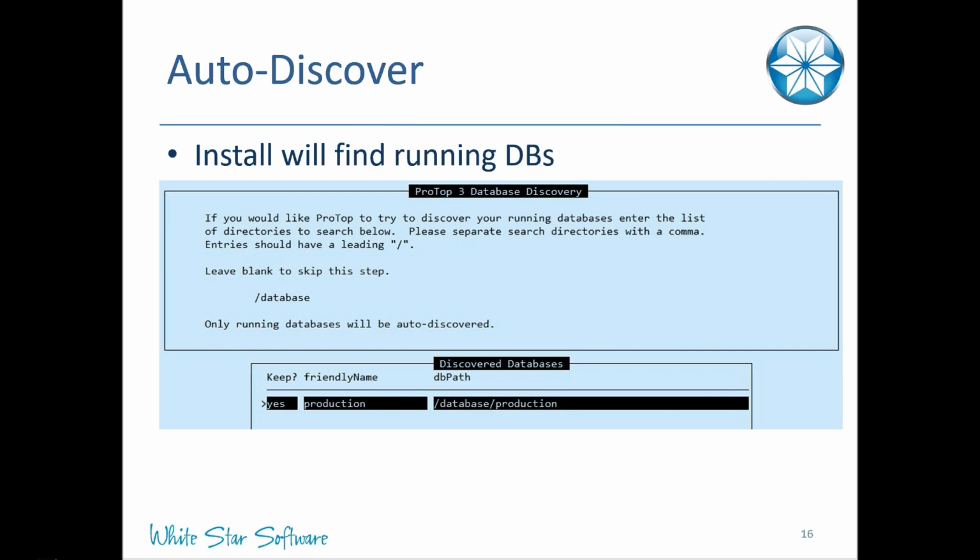All right? ProTop will auto-discover running databases. So just give me the root directory where your databases are, /database, and it'll look for lock files and DB files in there, and it'll auto-discover them. It'll present them to you, ask you which ones you want to keep, which ones you don't, and then it'll configure all those databases for you.